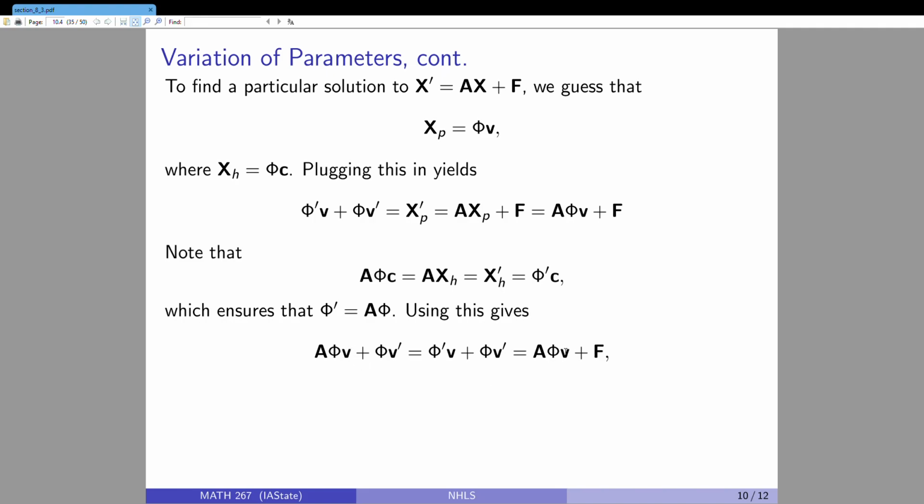So those two knock each other out, and then I get phi v prime is equal to f. v, again, remember, is the thing I'm trying to solve for. Phi is a fundamental matrix. The fundamental set of solutions, remember, those have to be linearly independent. They're the columns of this matrix. That means that matrix is invertible, so I can multiply both sides by the inverse of the fundamental matrix, and then you integrate to solve for v.